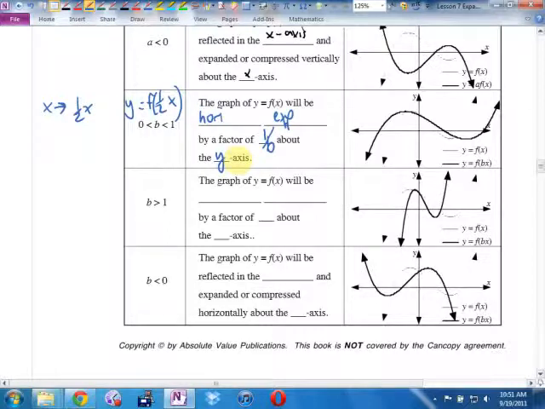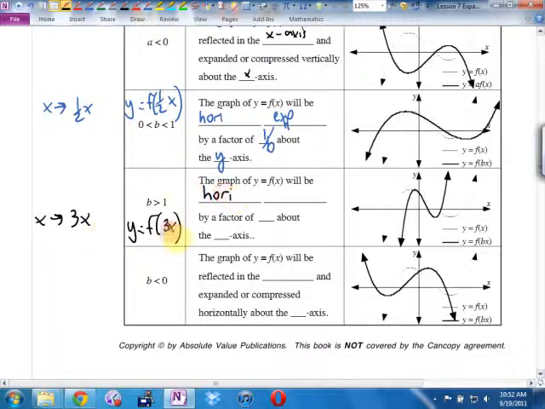What if b is bigger than 1? What if b is not a fraction? For example, y equals f of 3x, replacing x with 3x. Vertical or horizontal? Horizontal. How do I know? It's next to the x. Horizontal what? Well, replacing x with 3x, everything's backwards.